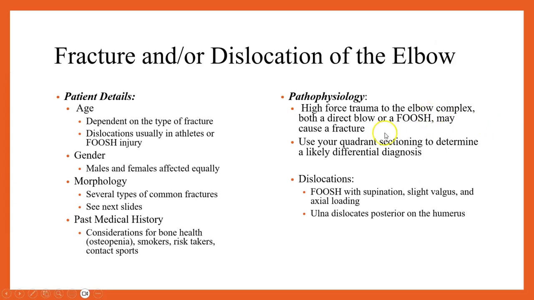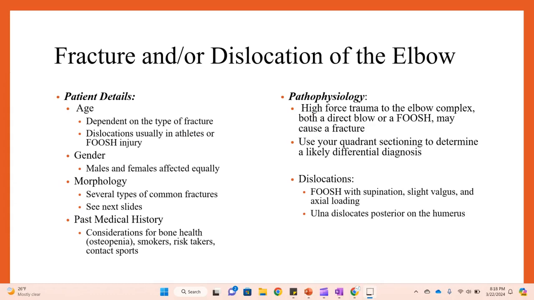What about fracture or dislocations of the elbow? Well, the patient age here is going to really be dependent on the type of fracture, but dislocations usually are in athletes or with Fuchs type injuries. Gender, usually males and females are affected equally. A lot of this is just trauma, right? So wrong place, wrong time, unfortunately. Past medical history: people with bone health issues like osteopenia or osteoporosis, smokers, risk takers, contact sport athletes.